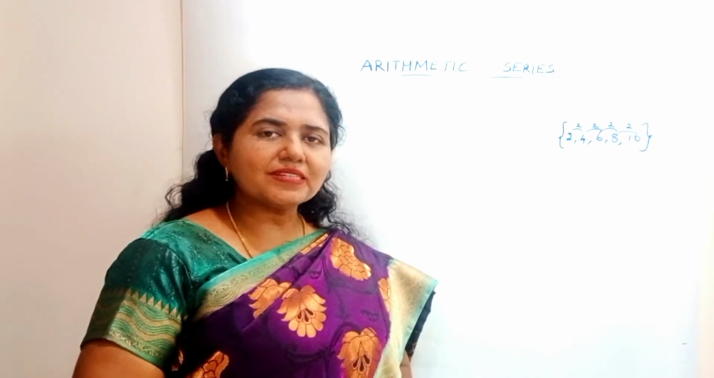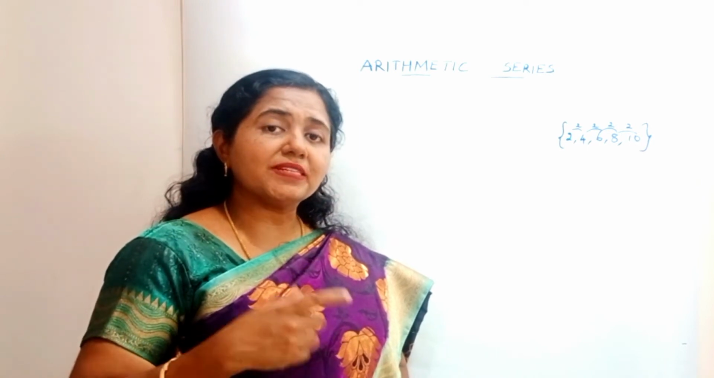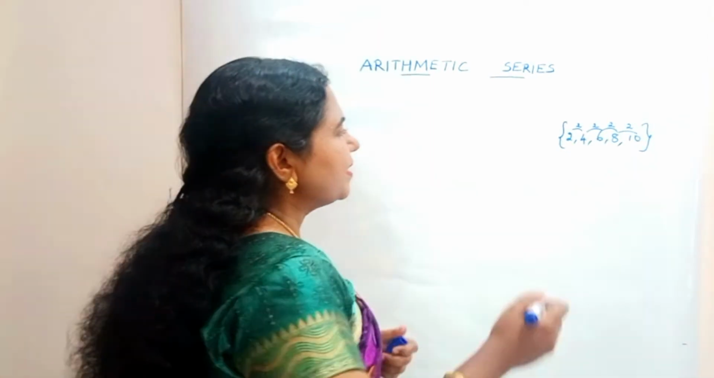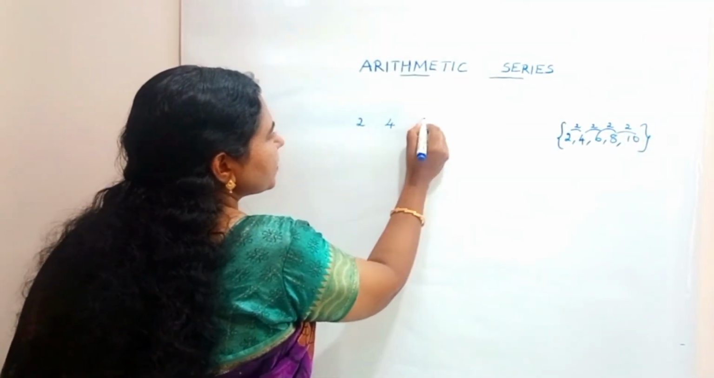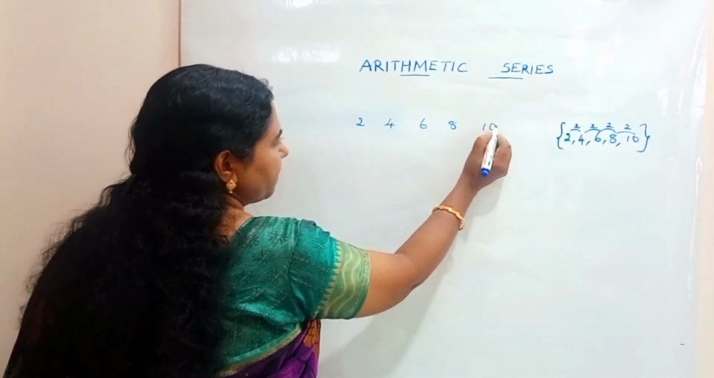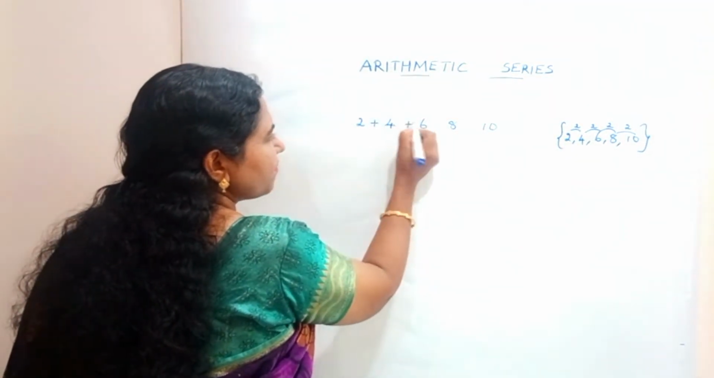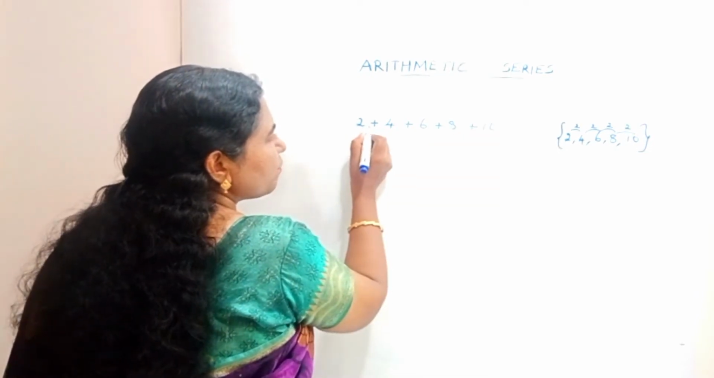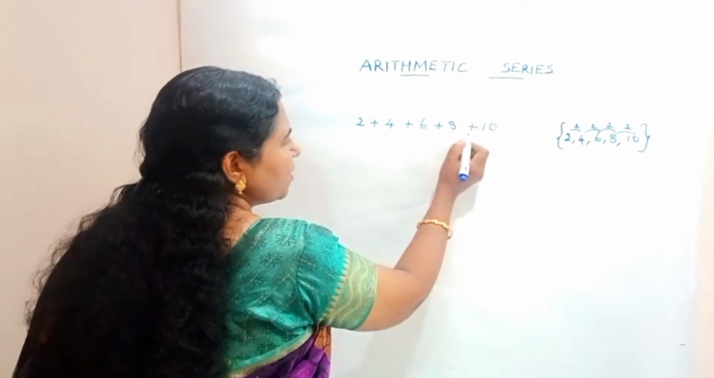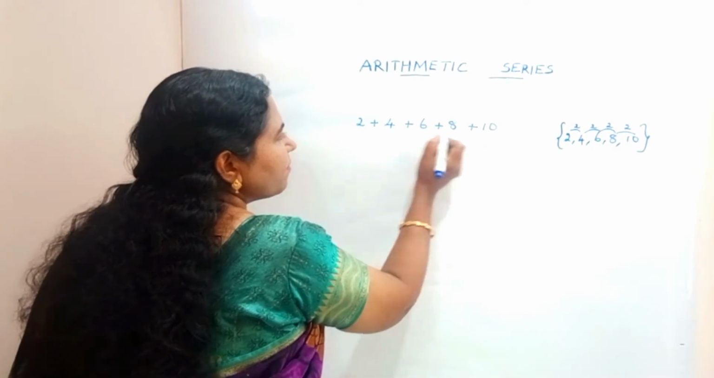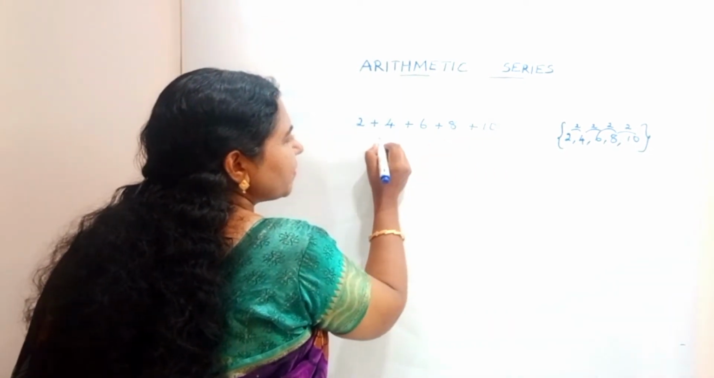Now coming to an arithmetic series, if we are asked to or in need to find out the sum of the terms present in an arithmetic sequence, it is called an arithmetic series. For example, let us consider this sequence. So here the terms are 2, 4, 6, 8 and 10. If the question is in this way, that is, we are asked to find out the sum of the terms present in this arithmetic sequence, we can name this as an arithmetic series.